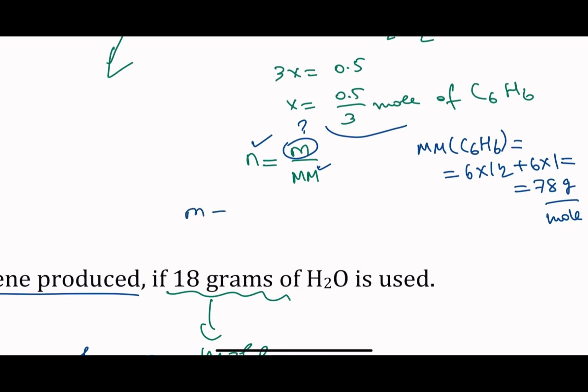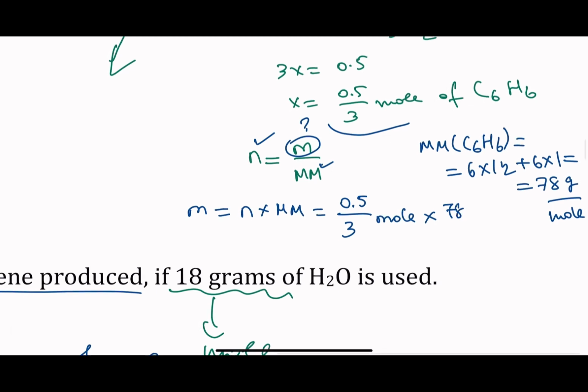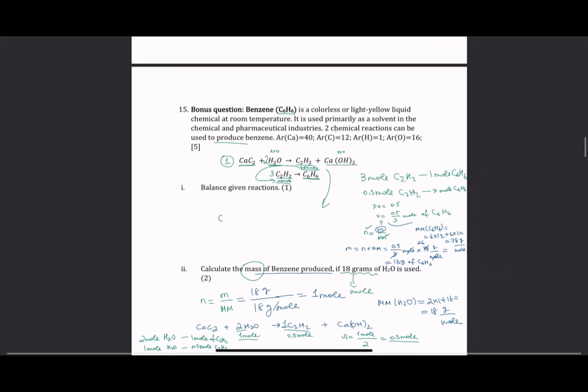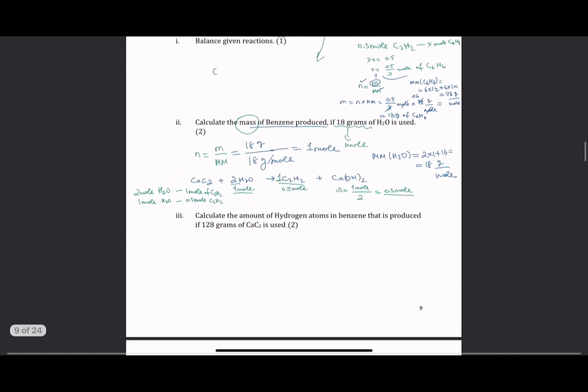The mass would be n multiplied by MM, and this would be 0.5 over 3 mole multiplied by 78 gram per mole. Mole cancels out. 78, 3 cancel, give 26, and this would be 13 gram of C6H6, which is benzene. That is the answer for here. Okay.